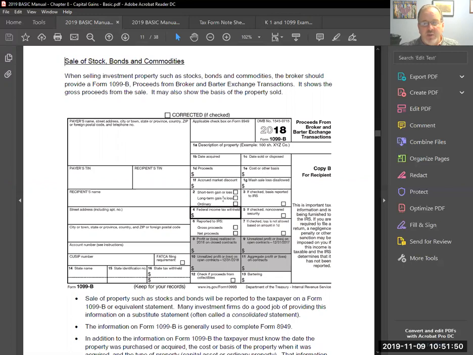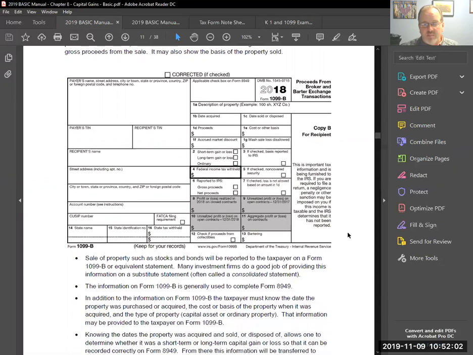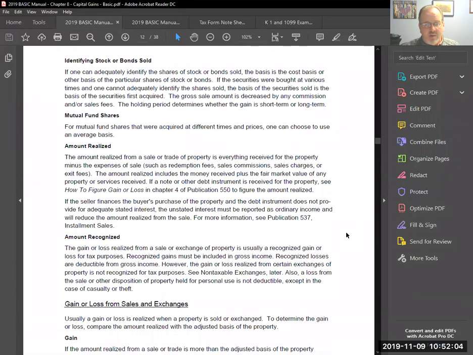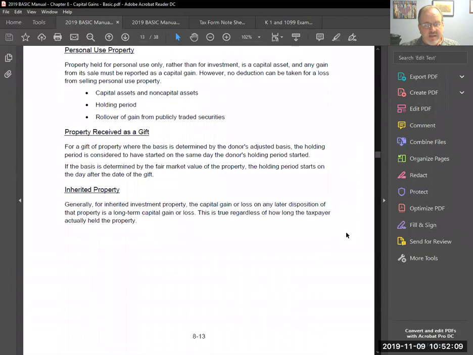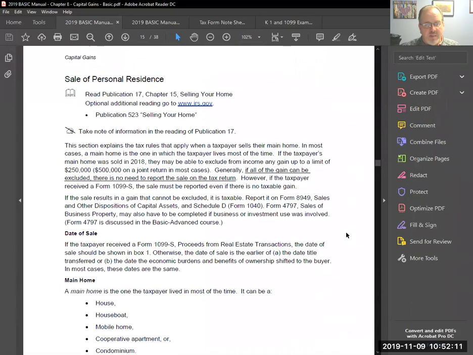And then there's box 2 that talks about, was it a short-term or long-term? Well, we should be able to determine that from our date acquired versus our date sold. Year or less, short-term, year or longer, long-term, okay? All right. We talk about our gain and loss. And again, we're not going to get too hung up on some of this, okay?